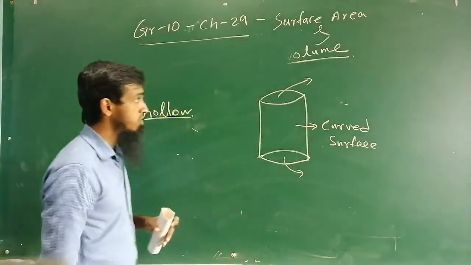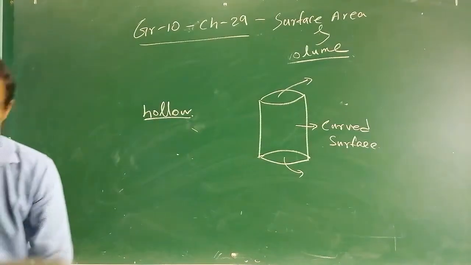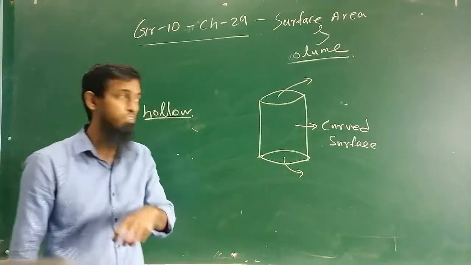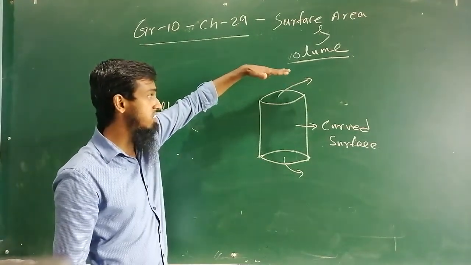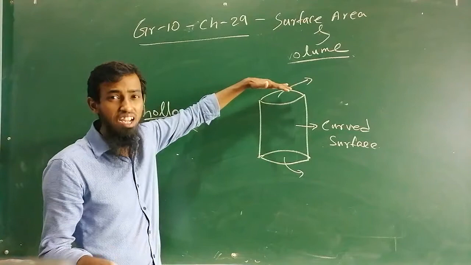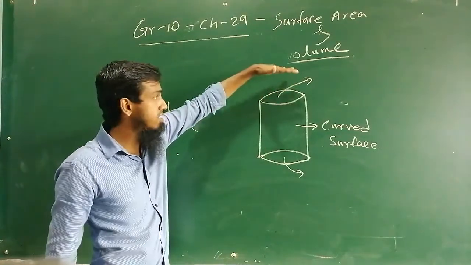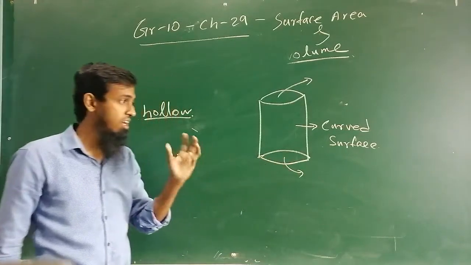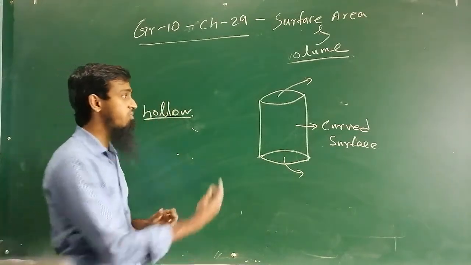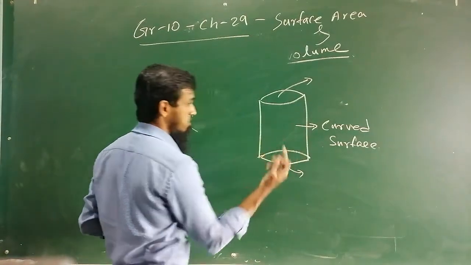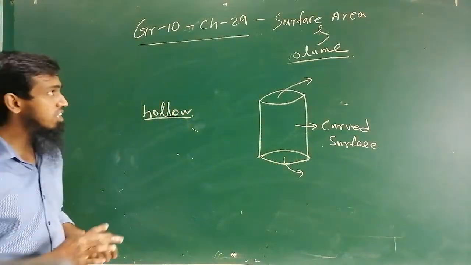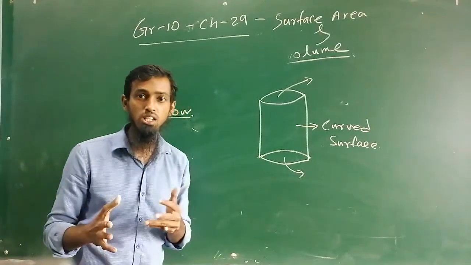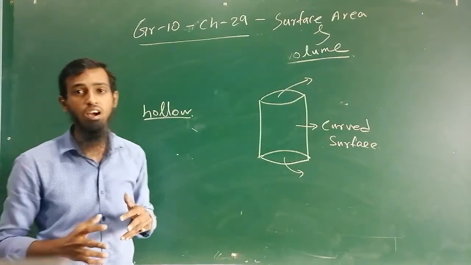So basically in a cylinder we have three surfaces. Identify the surfaces first. One surface is the top, which we can call a lid, and we have the bottom, both in circle shape, and we have a curved surface. Okay, so those are the surfaces. Using these surfaces we are going to create an equation to find the area of the cylinder.